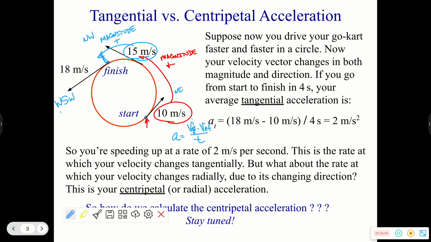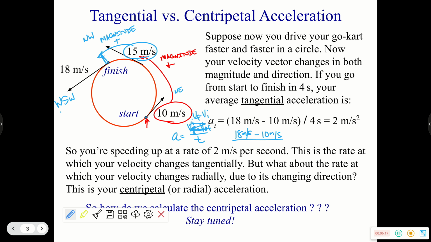No, I'm right. It's VF minus VI. Sorry, VF minus VI. All right, so we know that that's what it is. So what are we finishing at? Okay, we're finishing at 18 meters per second, right? And then we started at 10 meters per second, okay?